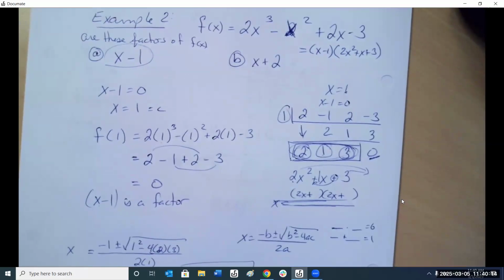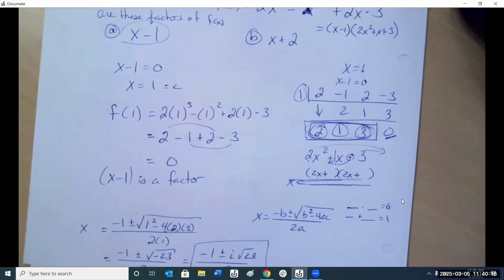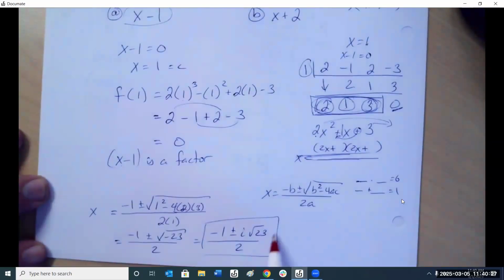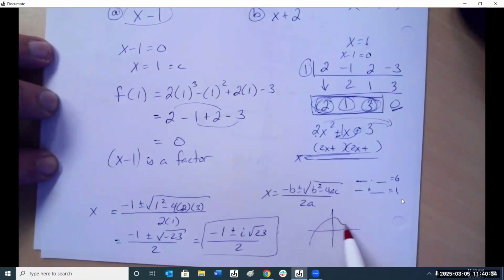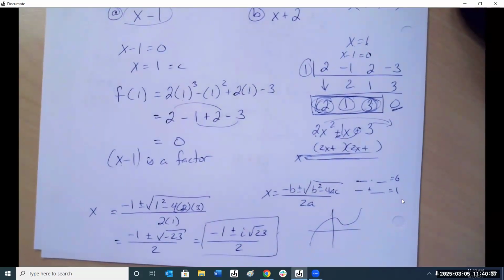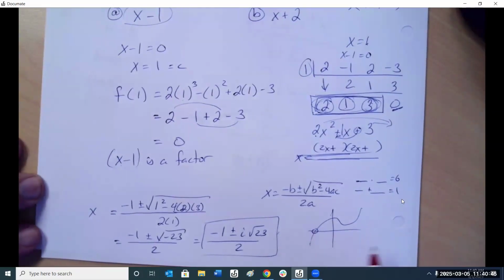Remember from algebra that if you have an imaginary answer, they have to come in conjugate pairs. Radicals and imaginaries have to come in conjugate pairs. Even though we have to have 3 answers, there is only 1 real solution and 2 imaginaries, which means our graph will look something like this, because we only have 1 real solution and the other 2 are somewhere out in some quadrant.